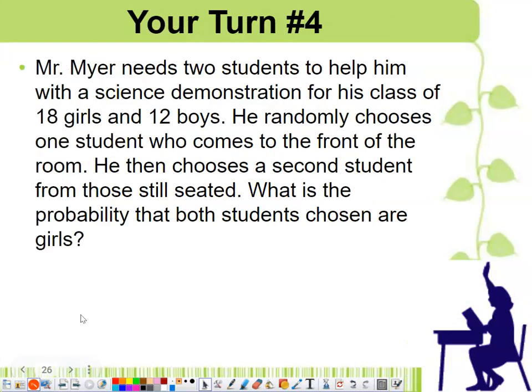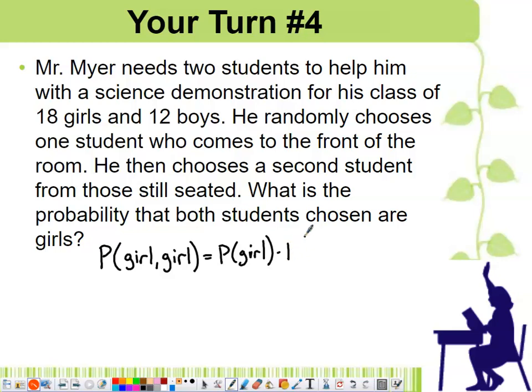All right. Last one for this one. So Mr. Meyer needs 2 students to help him with a science demonstration for his class. He has 18 girls and 12 boys. He randomly chooses 1 student who comes to the front of the room. He then chooses a second student from those still seated. What is the probability that both are girls? Okay, so we are interested in probability of selecting a girl followed by another girl, and this is without replacement.